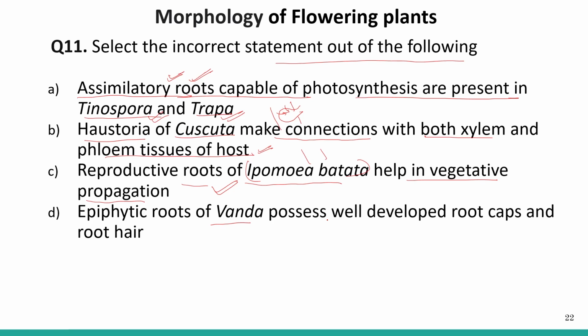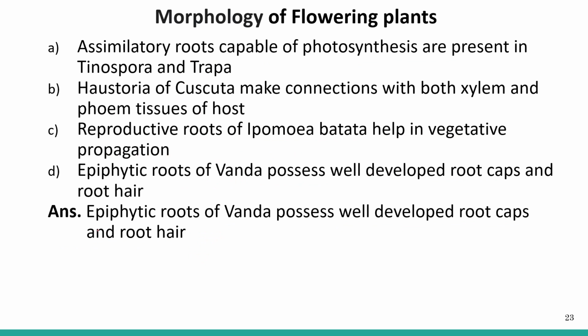Epiphytic roots of the Vanda possess well-developed root caps and root hairs. Now this is the incorrect statement, because in the Vanda plant, no root cap is present. Instead, they have a tissue called velamen tissue. This velamen tissue absorbs hygroscopic water from the atmosphere. Okay, so this is the incorrect statement. Root caps and root hairs are absent in such epiphytic root plants, that is Vanda.